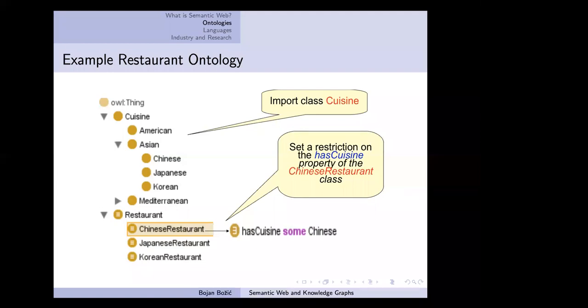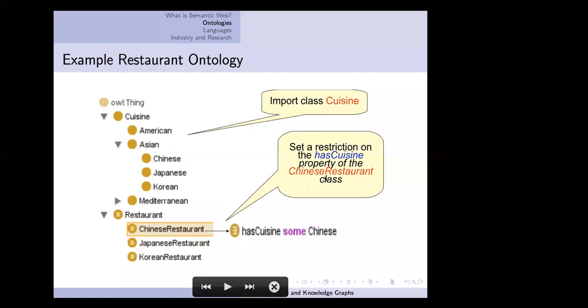And if we then have a restaurant, let's say a Chinese restaurant, then we could say that a Chinese restaurant has cuisine some Chinese, right? So we know that a Chinese restaurant would prepare Chinese dishes because they have a Chinese cuisine as well.